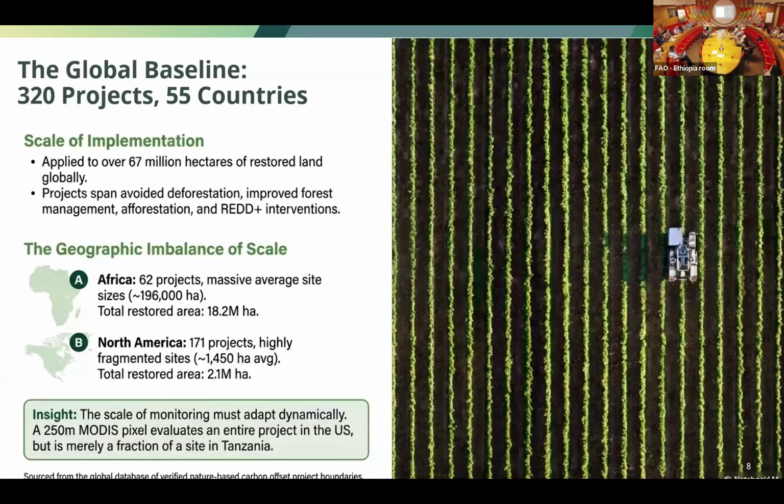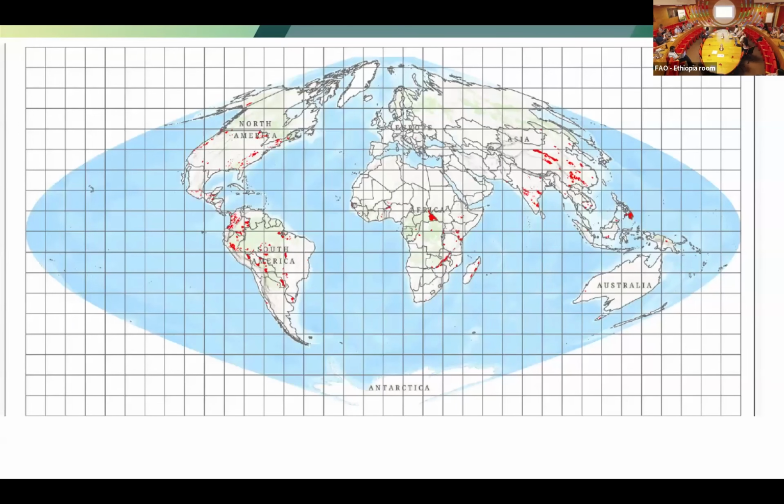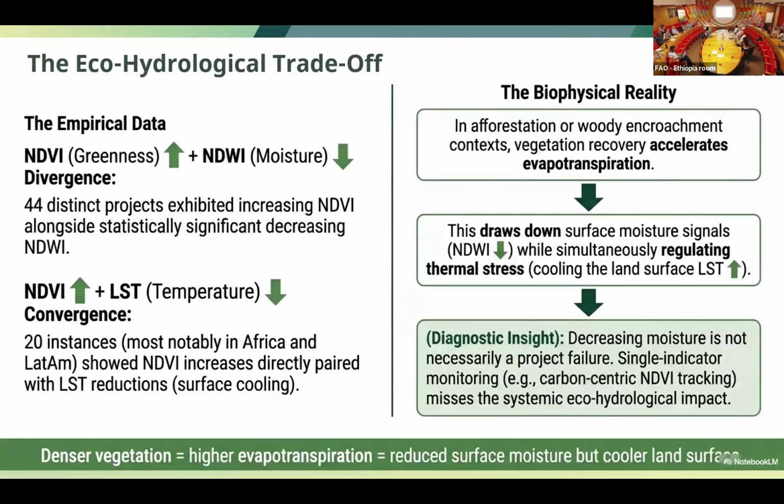North American projects average under 1,400 hectares, so they are small and fragmented, which actually shows higher detection rates because management is more focused. A 250 meter MODIS pixel, which is 1% of a 2 million hectare project, is not the same monitoring challenge as one that covers 10% of a 100 hectare plot. This is the map of the project size that we've been using to develop the monitor area and to test the various indicators.